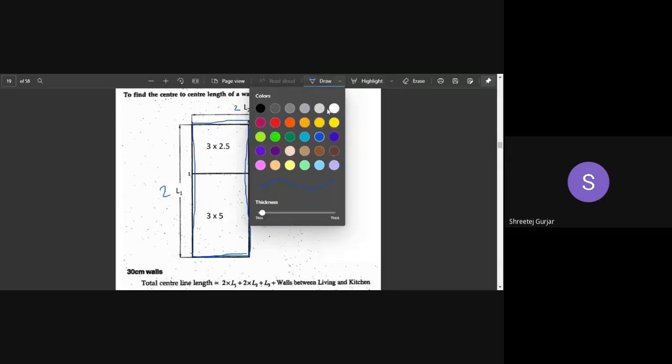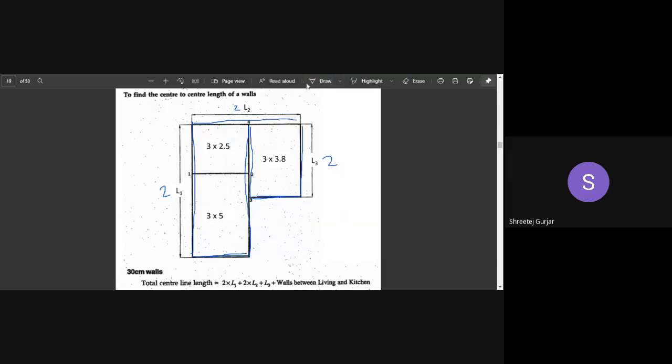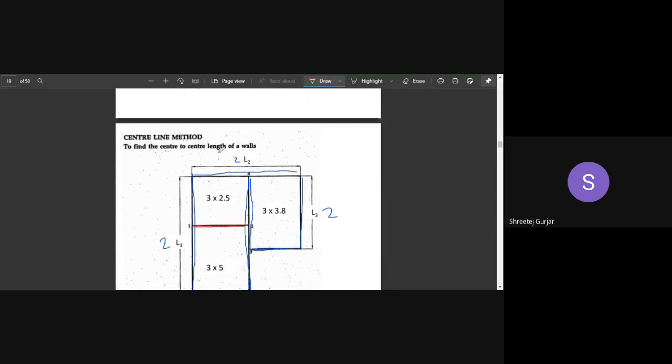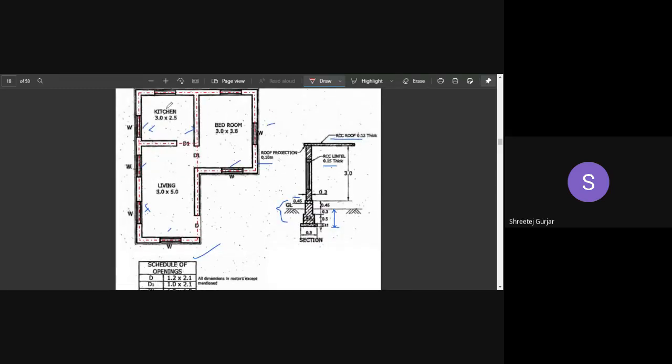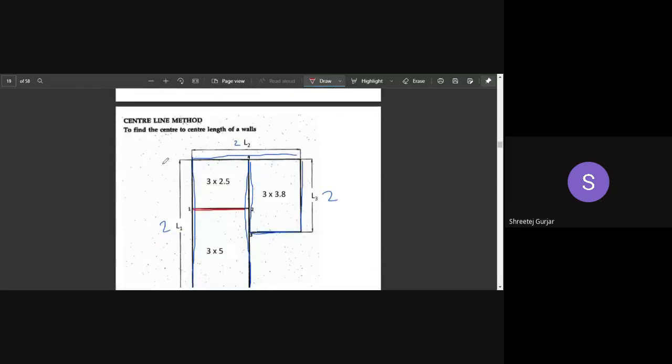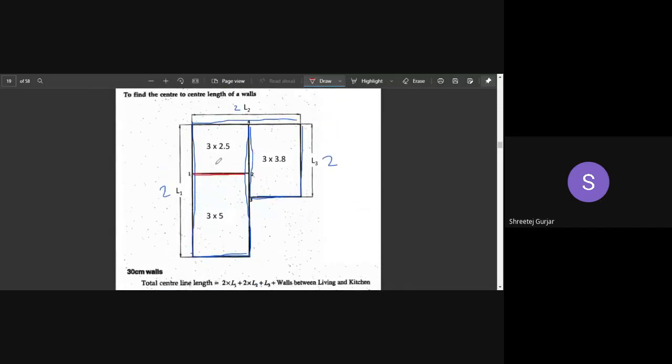So 1 wall we are left out. This is the wall which we are left out with. It is the wall between your kitchen and your living room.